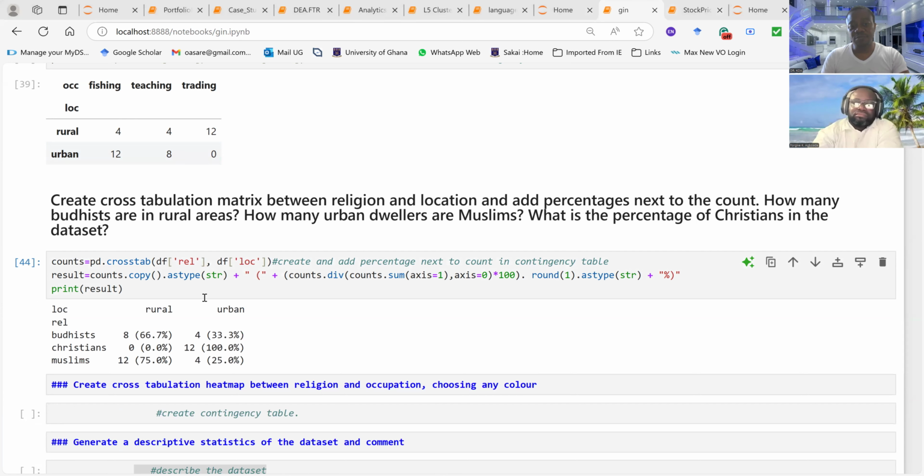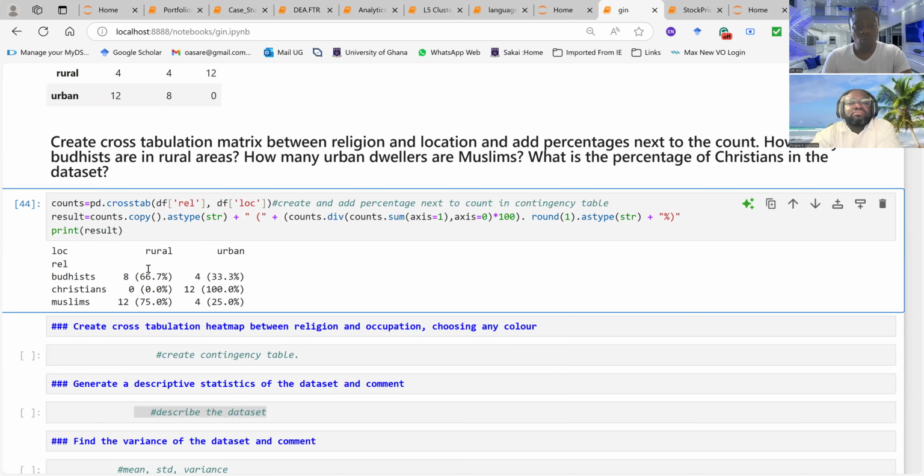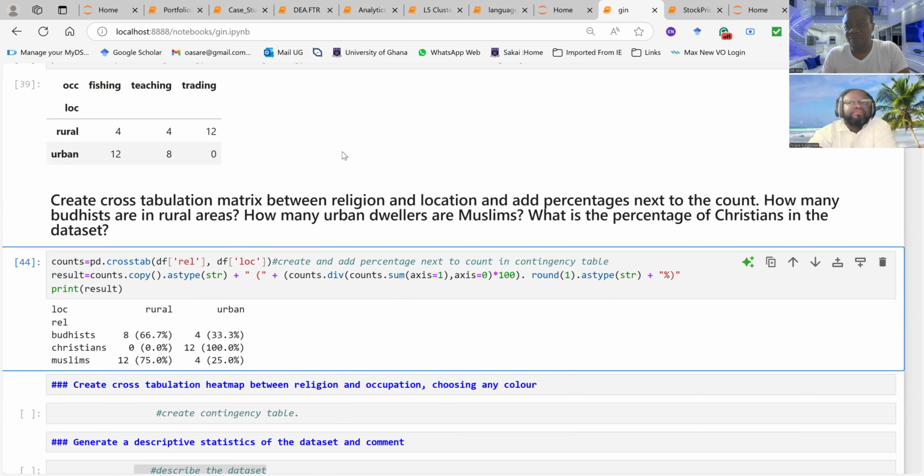Again, you just have to familiarize yourself a little bit with it. But this is just to guide you. So what we've done is that we've been able to tabulate religion here against location there. And we've not only given the values, we've also given percentages in brackets, which is what the question is asking you to do. So what do all these mean?